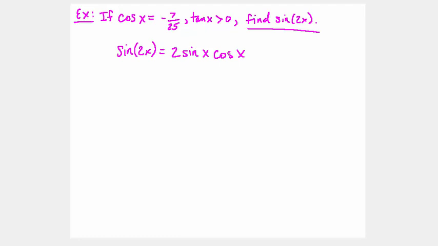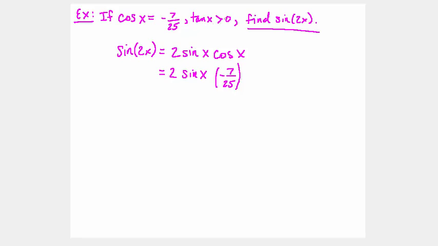Now, some of this we'll be able to substitute and replace. Remember, our goal is to find sine of 2x, which is really all of this stuff here. The 2 will stay in front. Sine x we don't know yet, so I'm just going to leave that as sine x. But cosine x was given in the beginning as negative 7 over 25. Now, all we have to do is find sine of x, and using the fact that tangent of x is positive will help.